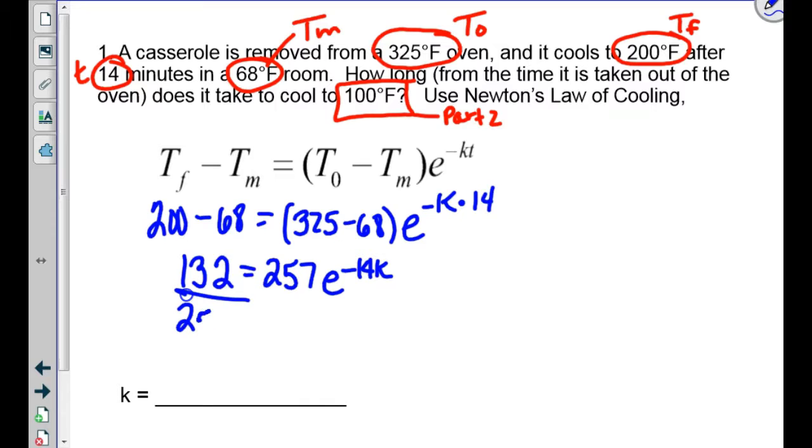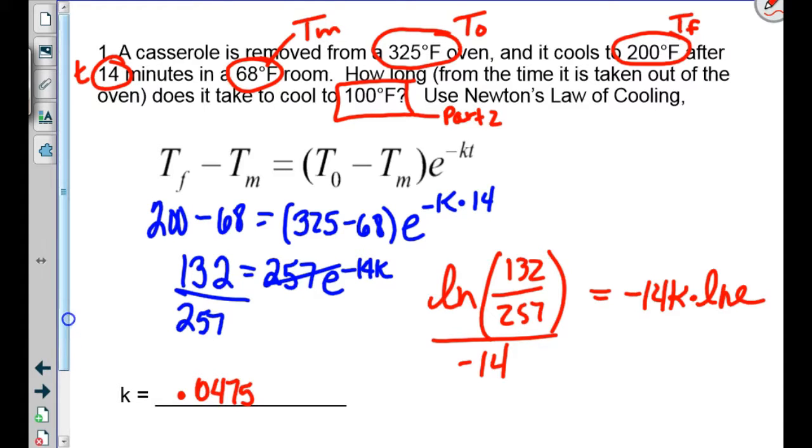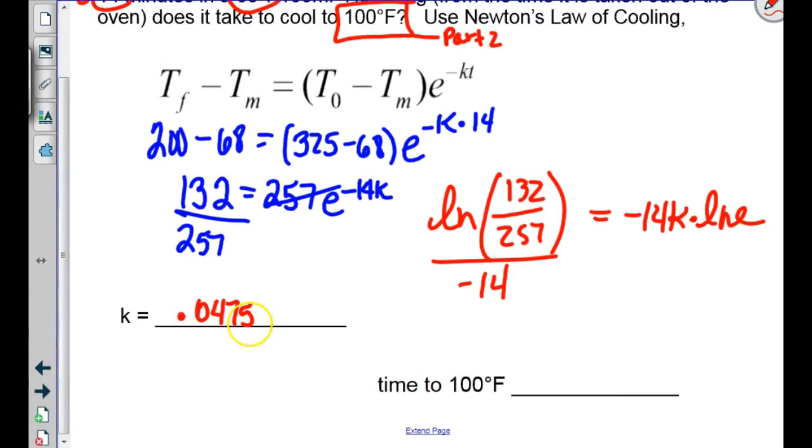Then what's next? Okay, so I end up with a log of 132 over 257 equals negative 14K times ln of E, which is just 1. So I type this in, and then I divide it by negative 14. Somebody got a decimal for me? Guys, you don't do homework and you don't pay attention to warm-ups? Really? Thank you. All right, now we have to plug it back in and find the time to 100 degrees.